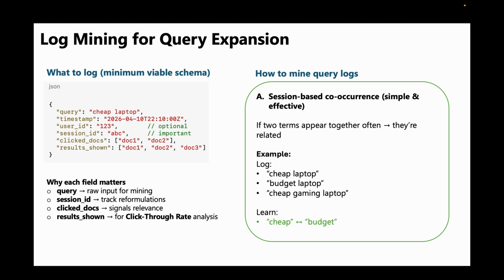The cleaned logs are then mined to identify query relationships such as query to query co-occurrence, where we find queries that frequently appear in the same user session. For example, if cheap laptop and budget laptop frequently appear together in the same user session, then it indicates a correlation between the words budget and cheap.